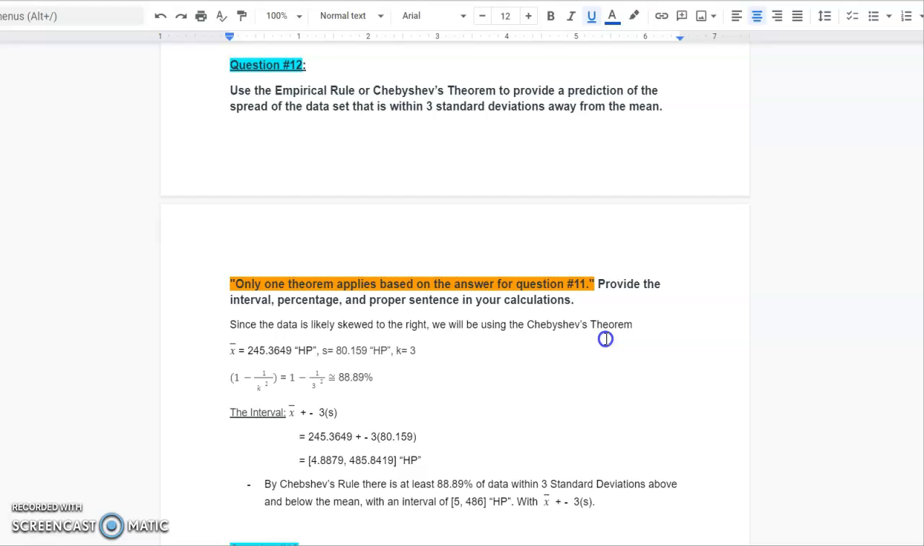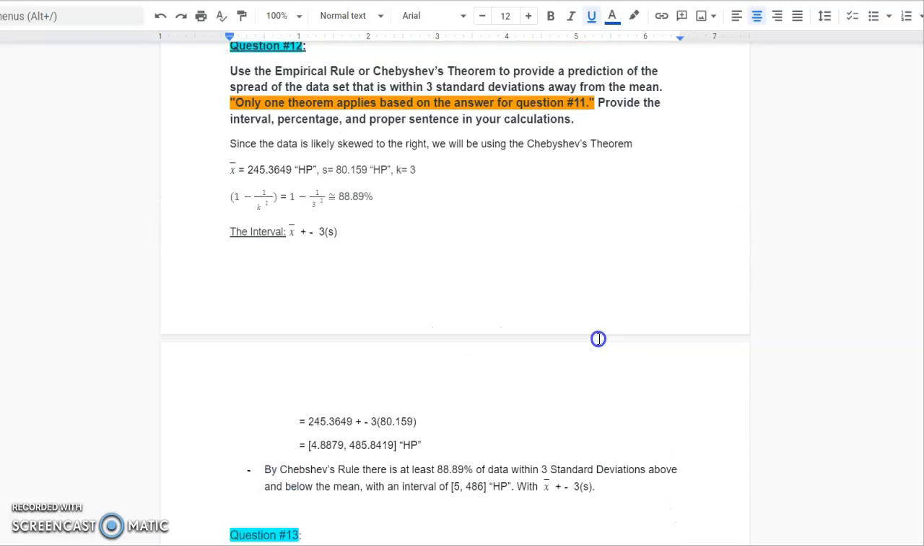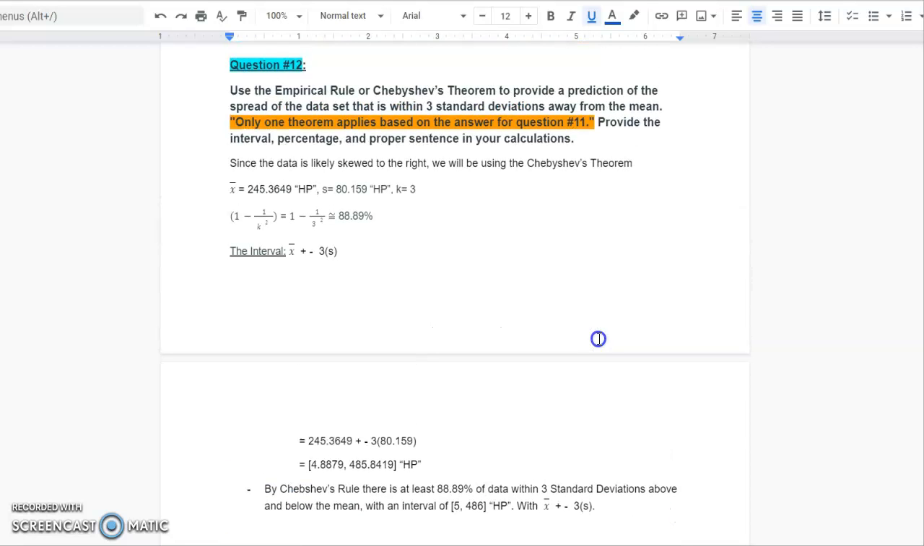Therefore, the mean of the sample, x bar, equals 245.3649 HP, or horsepower. The standard deviation of the sample, or s, equals 80.159 horsepower. And k equals 3. Therefore, 1 minus 1 over k squared equals 1 minus 1 over 3 squared, which is approximately 88.89%. The interval is x bar plus or minus 3 times the standard deviation.